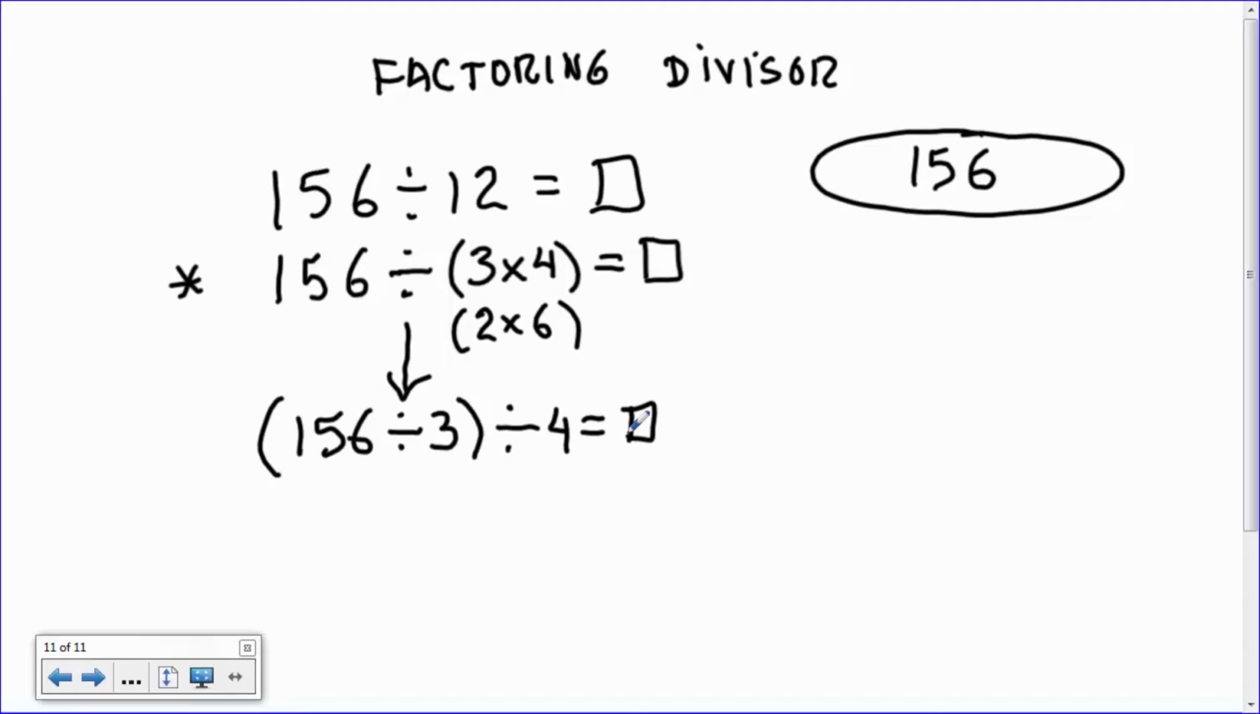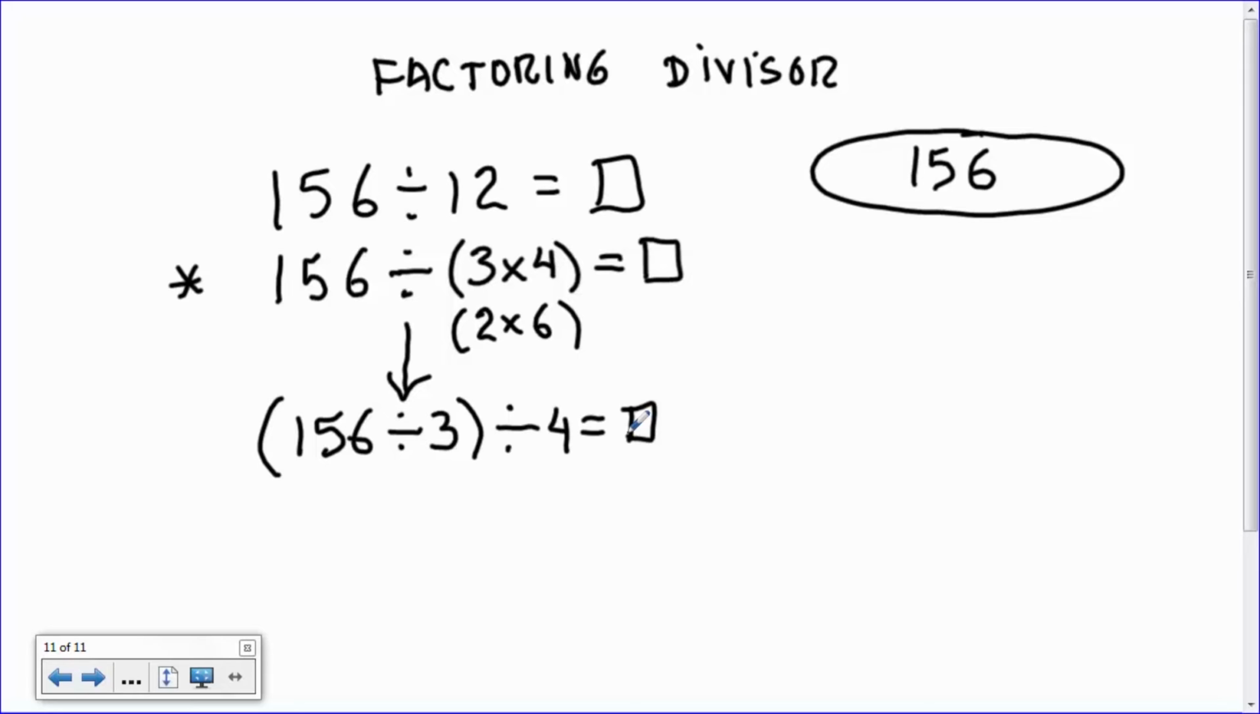So I want to show that 156 divided by 12 can be performed by separating the divisor by multiplication. Now, that's what factoring means. Separate by the principle of multiplication into 3 times 4. And then, instead of performing the division all at once by 12, I'm going to do it in 2 steps. I'm going to divide first by 3 and then divide by 4.